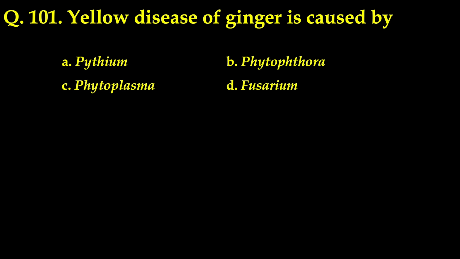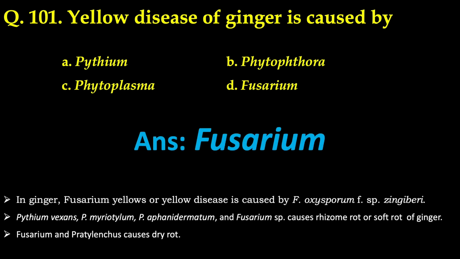The question is: yellow disease of ginger is caused by. There are 4 options. Out of these 4 options, the correct answer is Fusarium. As we know, in the spice crop ginger, Fusarium yellows, otherwise known as yellow disease, is caused by the fungus Fusarium oxysporum f. sp. zingiberi.